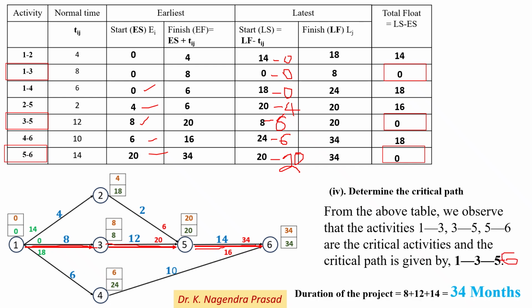The time duration for 1 to 3 is 8, plus 3 to 5 which is 12, and 5 to 6 which is 14. So 8 plus 12 plus 14 is equal to 34. So the duration of the project is 34 months. This is the solution, and thank you.